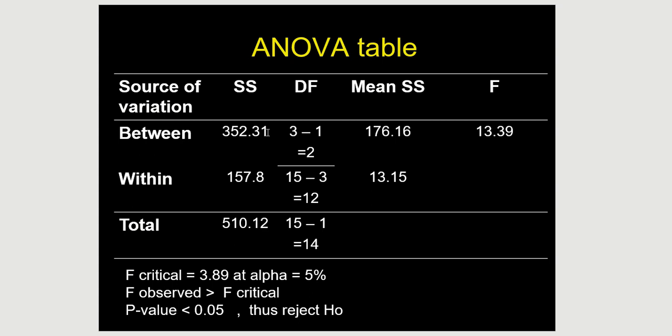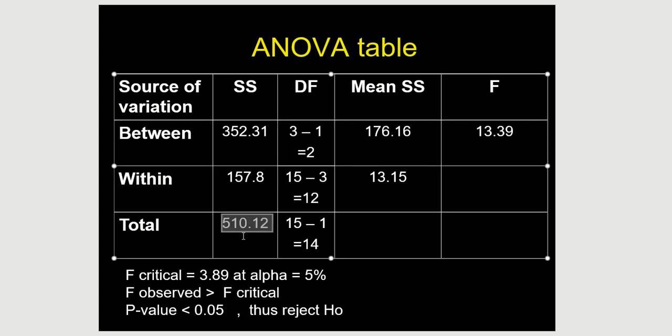and I told you previously that once you calculated your sum of squares, everything else is very simple. So we've calculated the total sum of squares to be 510. We calculated the between to be 352.31, and we calculated the within to be 157.8.